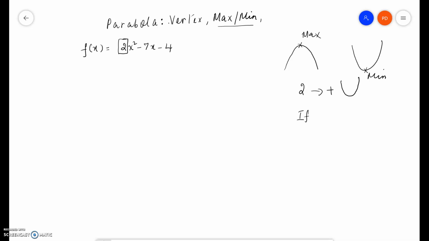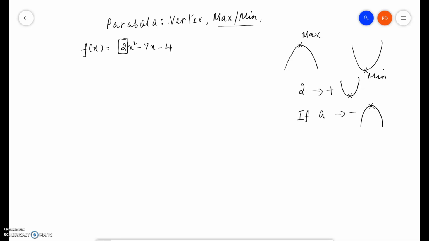If the coefficient of x squared is negative, then it opens downwards. So if the coefficient of x squared is positive, then the graph has a minimum, and if the coefficient of x squared is negative, then the graph has a maximum. Now, in order to find the vertex, we need to complete squares.